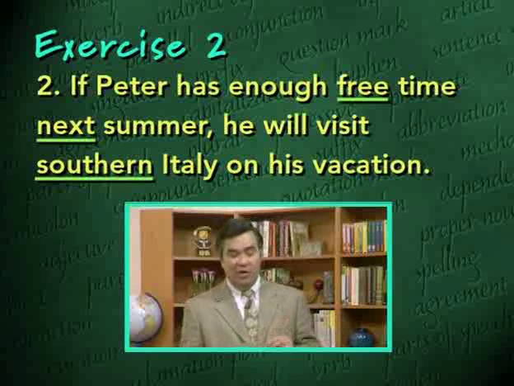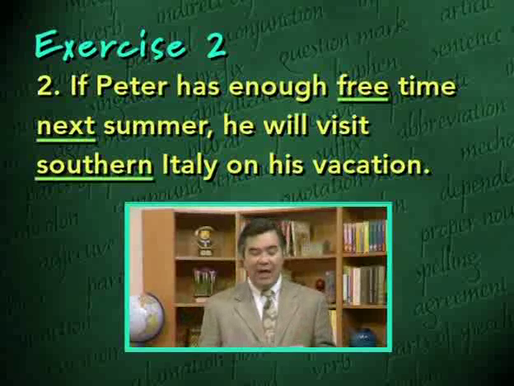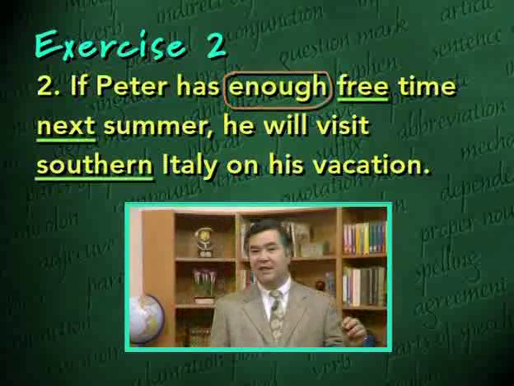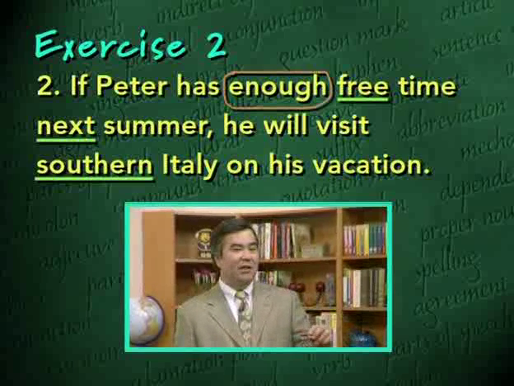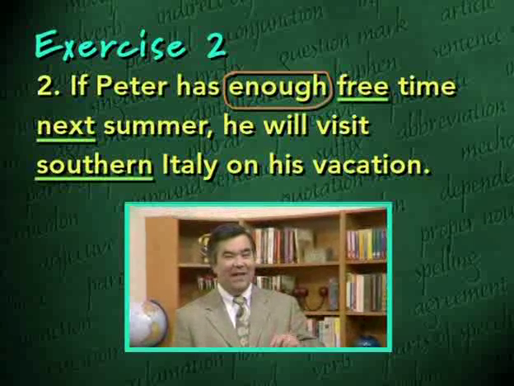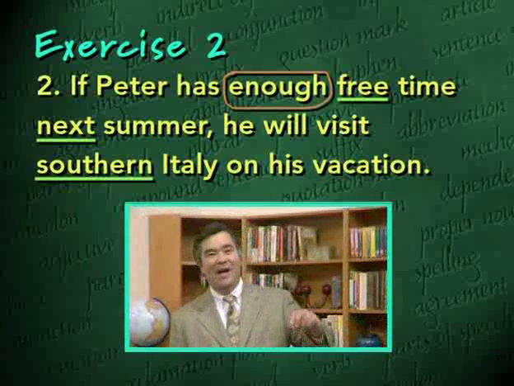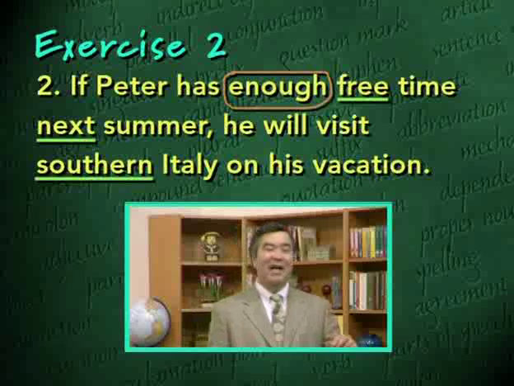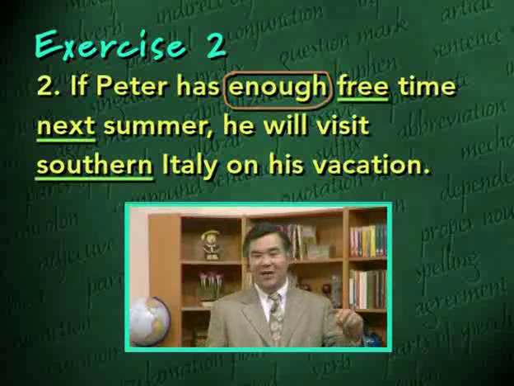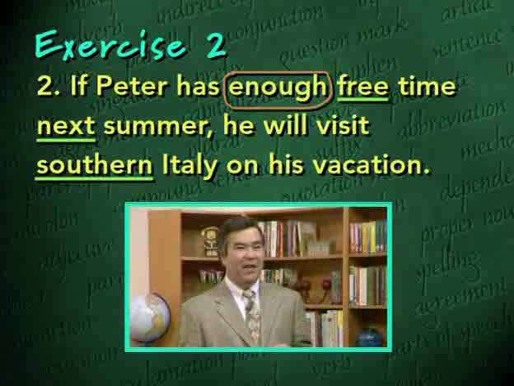There's no article in this sentence. The words a, an, and the don't appear, but there is one adverb, enough. The adverb enough in this case modifies the adjective free. Remember, we saw that free is an adjective modifying the noun time. Enough is an adverb giving us more information about free, or about the free time. How much free time, or what kind of free time? Enough free time. So enough is an adverb modifying the adjective free in this sentence.